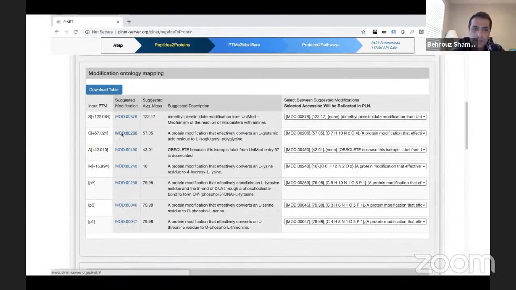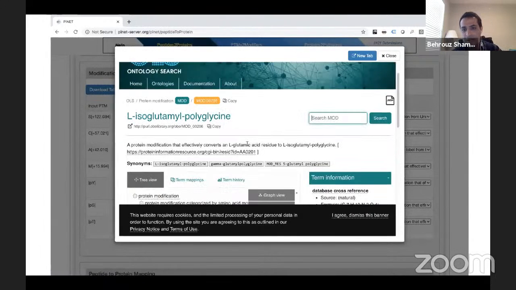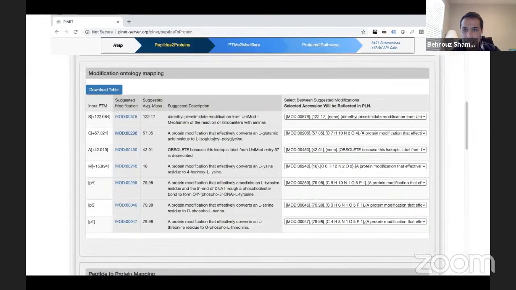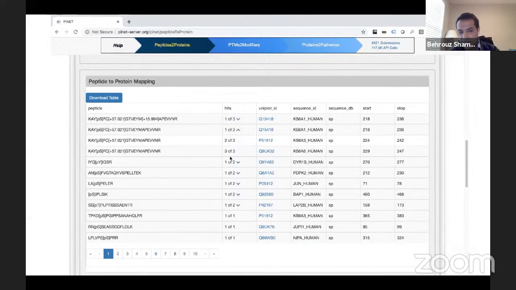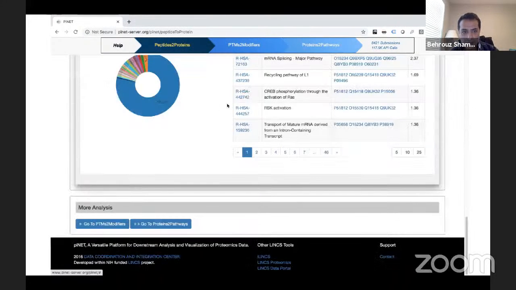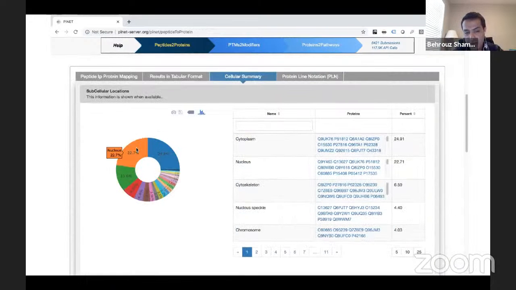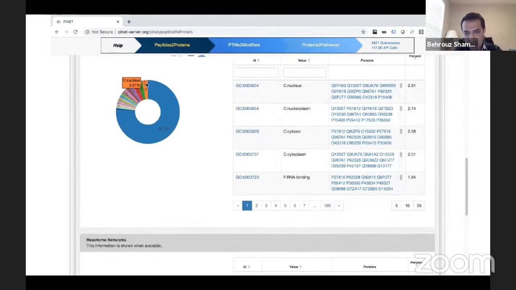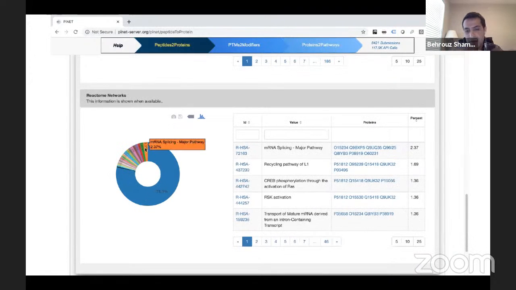The information about the PTMs, we have embedded those also. So in different tabs that we can select, we can just click and see what those PTMs are. Again, multiple tables to see the connection between peptides and proteins, the same thing that you visually saw there. Also, where these peptides are found, we provide different graphs to show the cellular location and gene ontology of those peptides.